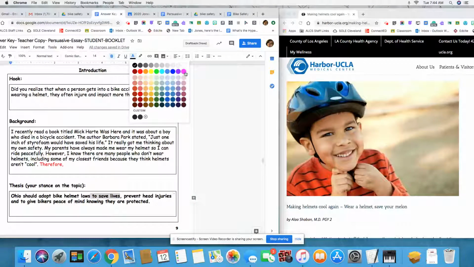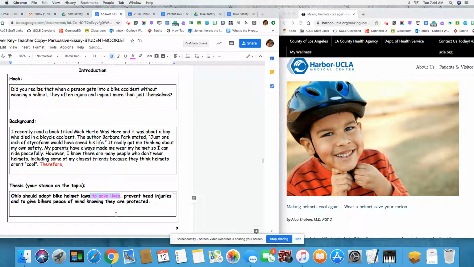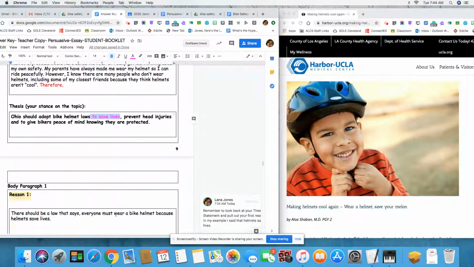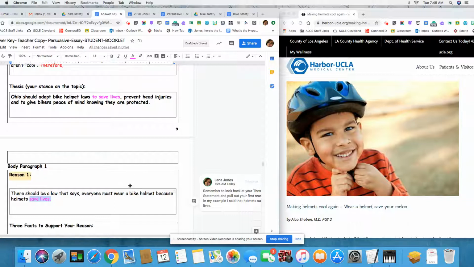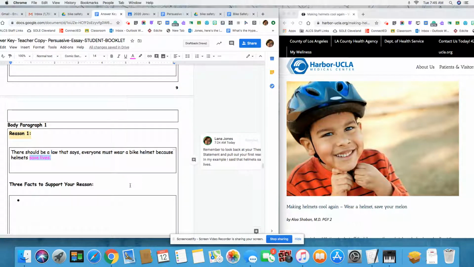I'm gonna highlight that a different color just so we can stick to that topic. Okay, so right here then, in my first body paragraph, my reason is there should be a law that says everyone must wear a bike helmet because helmets save lives. Do you see that? I got that. I didn't make this up. I got it right from my thesis statement. Okay, so I'm going to color code that to match. You guys don't have to color code. I'm only doing that for my instruction. Okay, so that's my first reason. There should be laws that says everyone must wear a bike helmet because helmets save lives.